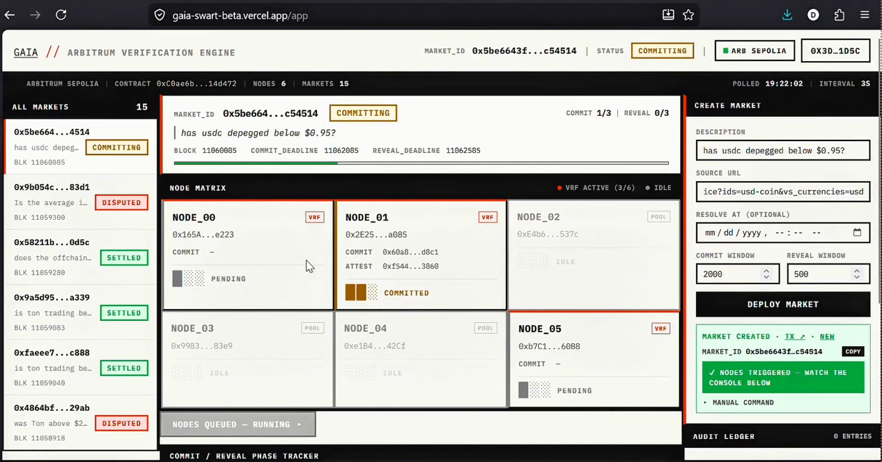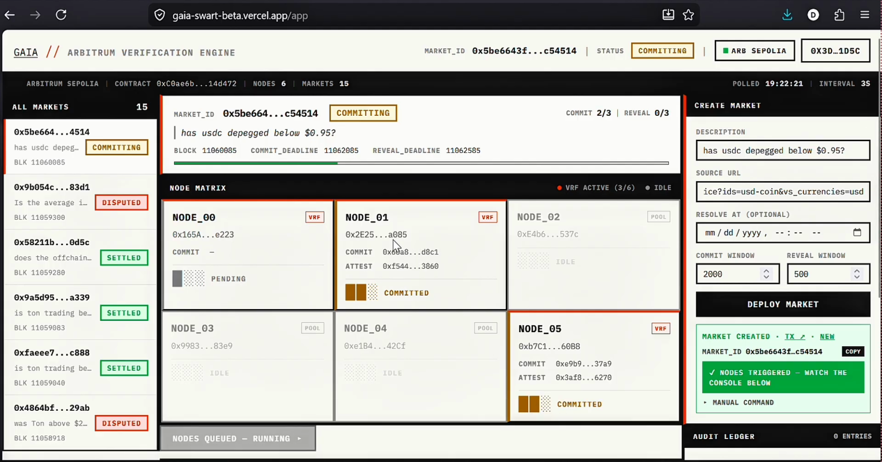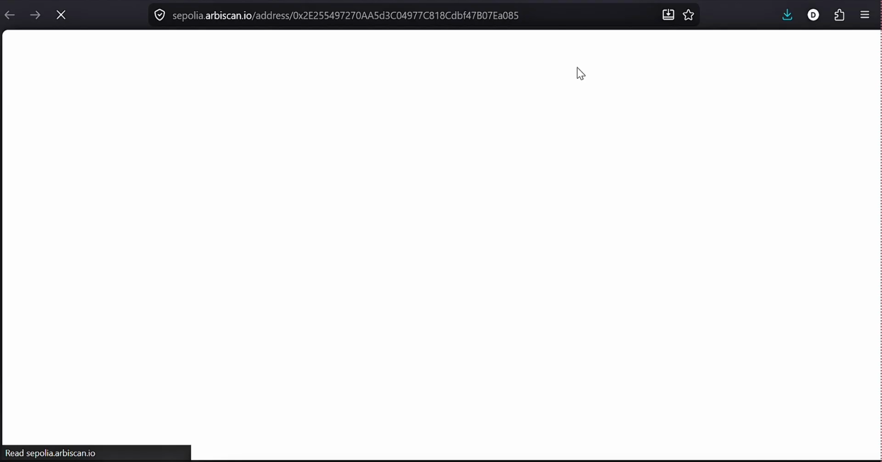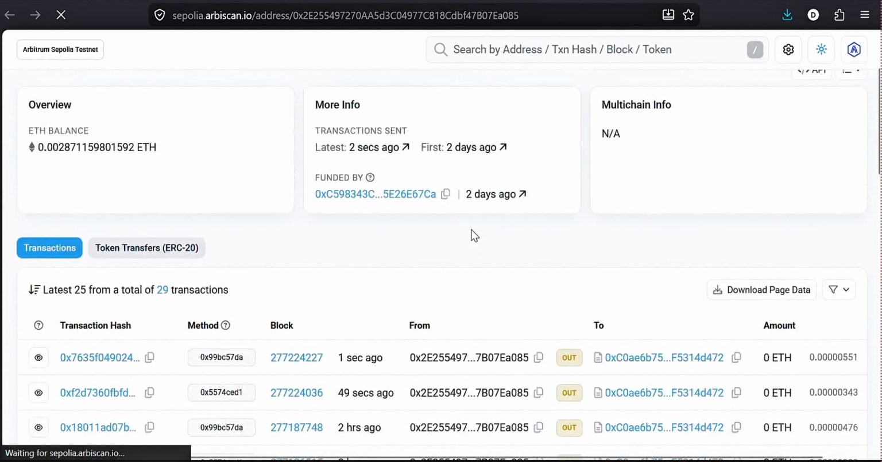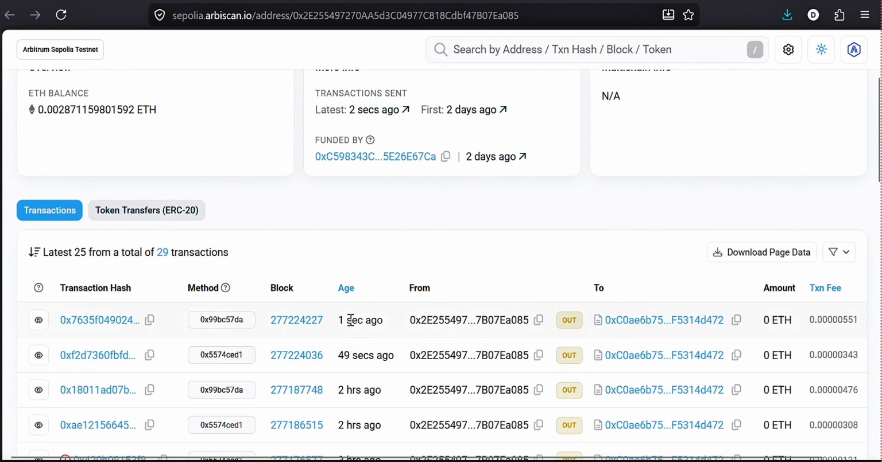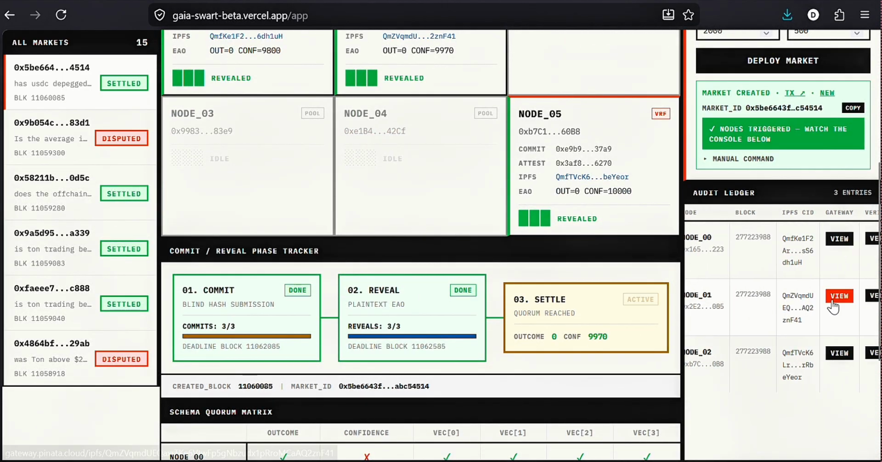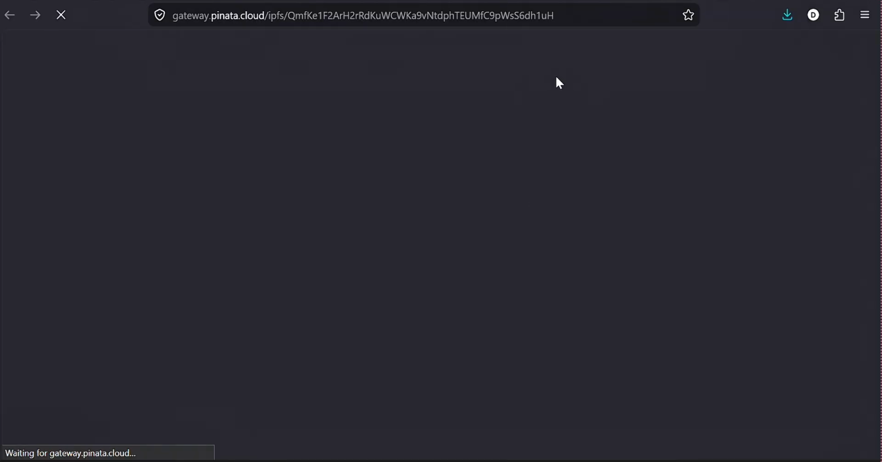First, the outcome must be identical. Both say true, both say false, or both say unresolvable. Second, the confidence score must be within 500 basis points of each other. Essentially, that is 5%. So if one node is at 90% and the other is at 85%, they pass. If one is at 90% and the other is at 50%, they do not. Third, at least three of the justification vectors must match. And what are justification vectors? Justification vectors are four Boolean flags that exist within an EAO framework.